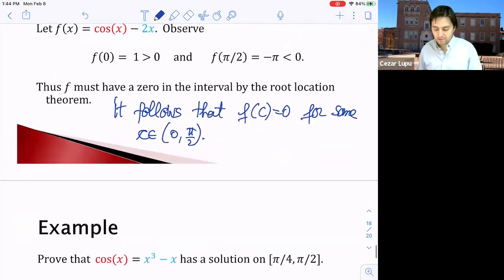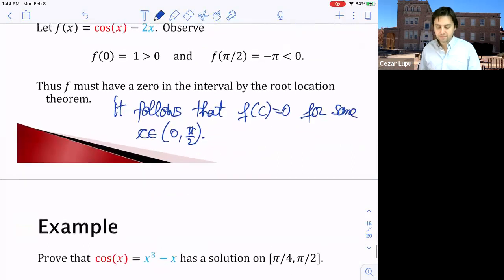That's another example, and probably what about if we have something like this? But you see, the difference is that I will change the interval. It's not going to be 0 pi over 2, so it will be pi over 4 pi over 2, closed interval, right?